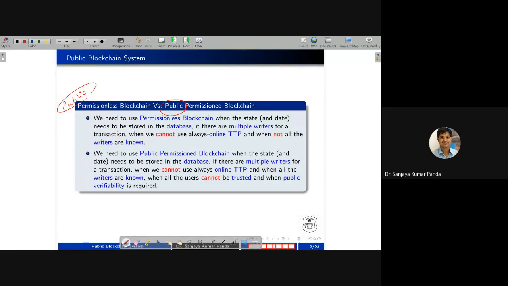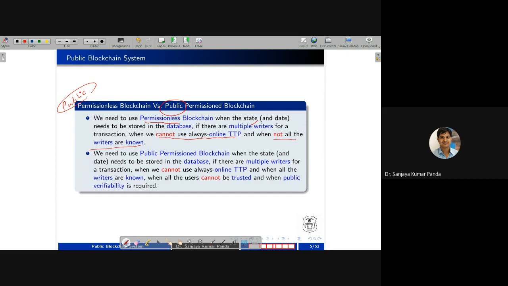So the difference is that if you go for permissionless, nobody is there to give you permission. There are multiple writers, but we cannot use an always-online TTP. A trusted third party is not required in this type of blockchain. And not all writers are known. As it is public, you don't know everyone, right?